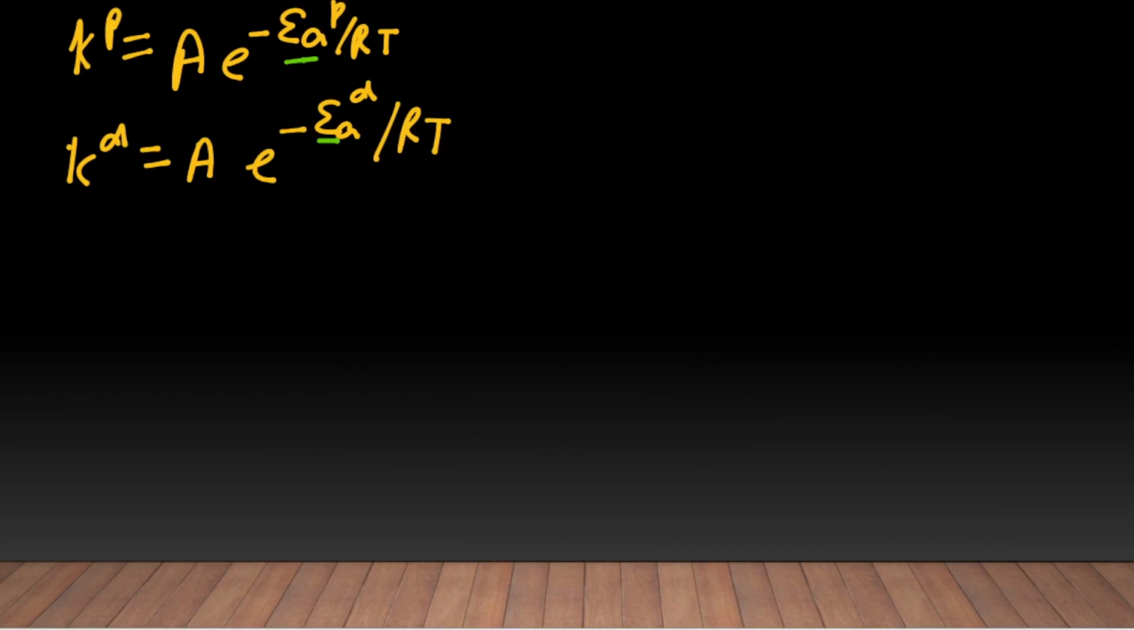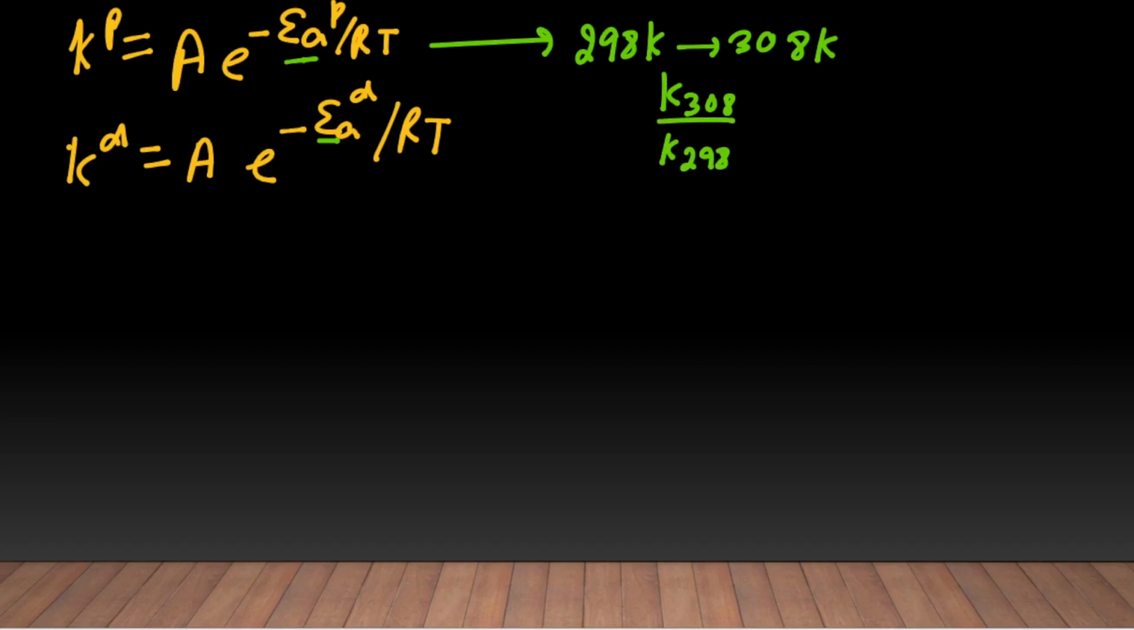That means their dependence on the temperature. Suppose this reaction, which is of the production, you are carrying it out initially at 298 Kelvin, and then you change the temperature by 10 degrees centigrade, increasing it to 308 Kelvin. So the change in the rate constant that we will be getting is K at 308 Kelvin upon K at 298 Kelvin for the production process.